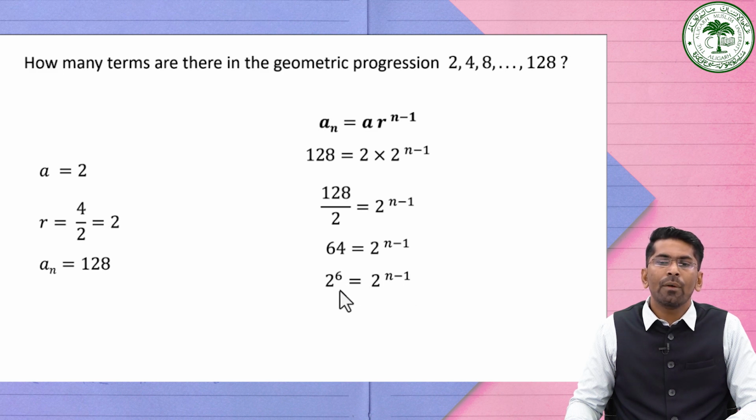So since we have the same base here, that is 2, we can equate the exponents. So we can say that n minus 1 is equal to 6, n is equal to 6 plus 1, which is equal to 7. So 128 is the 7th term of the given geometric progression.